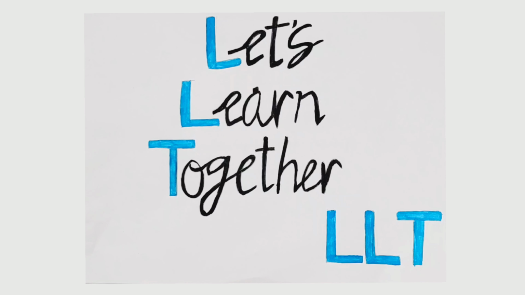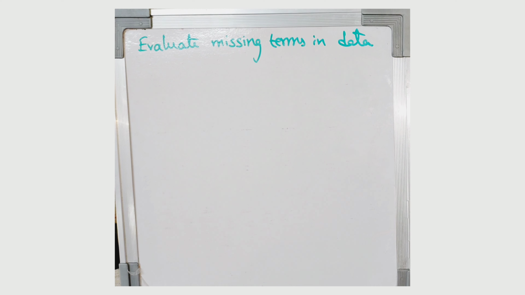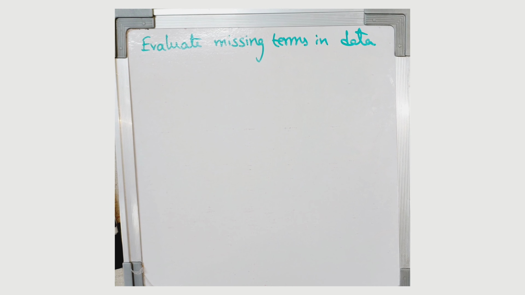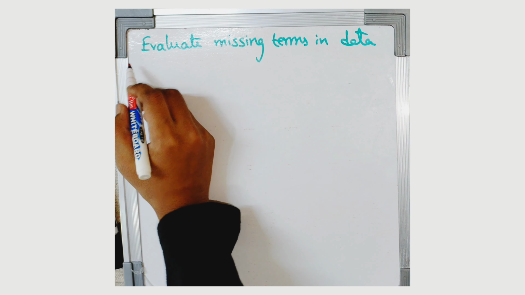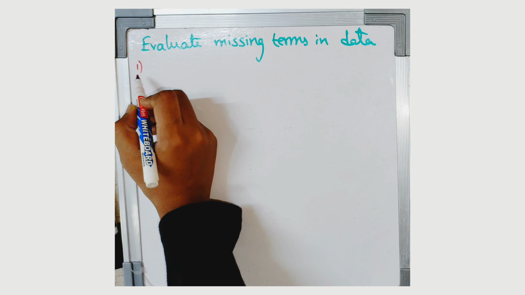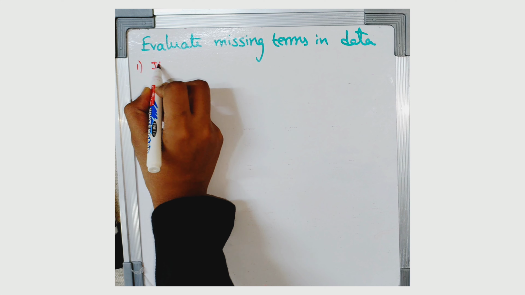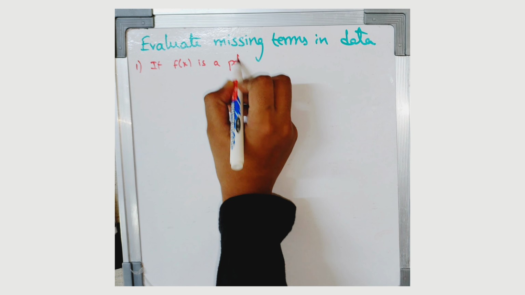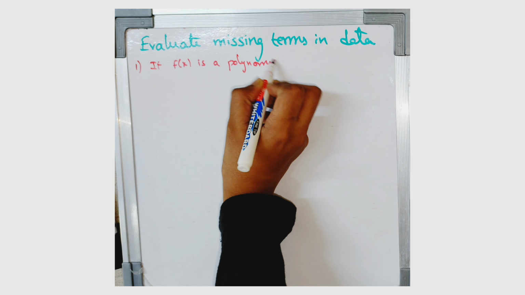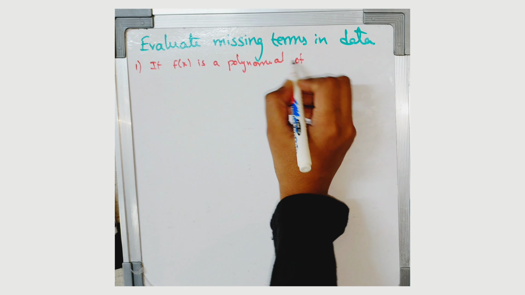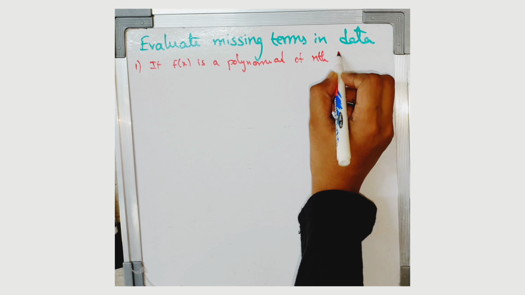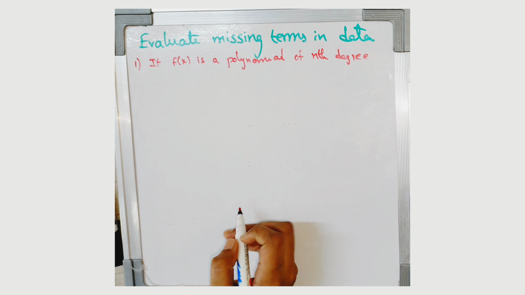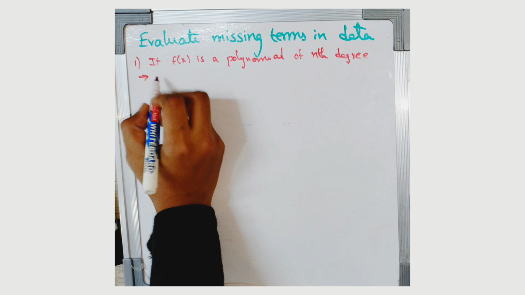Let's learn together. In this video, I'll be talking about how to evaluate or find the missing terms in the given data. So let's take some conditions. First, if f of x is a polynomial of nth degree, then what you have to take?